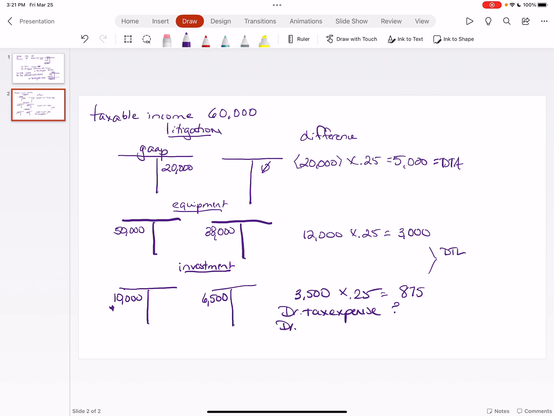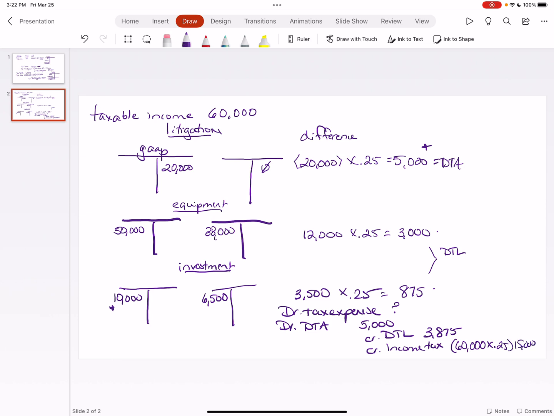We do know we've got a debit to the DTA for $5,000. That's this number up here. Right, we know we've got a credit to the DTL, the sum of the $3,000 plus the $875. And we're going to have a credit to income tax payable. Now, they did tell us that taxable income was $60,000. Okay, great. We've been given this number, right? That's important because we need to solve for the tax expense. So we'll have the $60,000 times 25% equals $15,000.